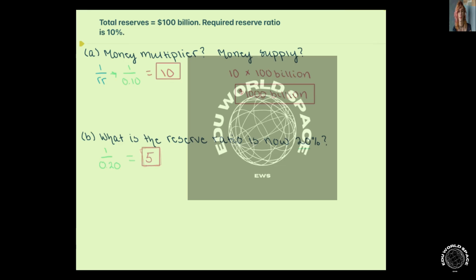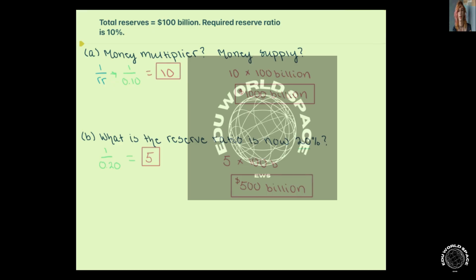And for the money supply, we're going to do the same thing as before. Take that money multiplier of 5, multiply it by our total reserves of 100 billion, and that gives us a new money supply, which is equal to $500 billion. And what we can see here is that by raising that reserve ratio from 10% to 20%, our money supply has dropped in half.